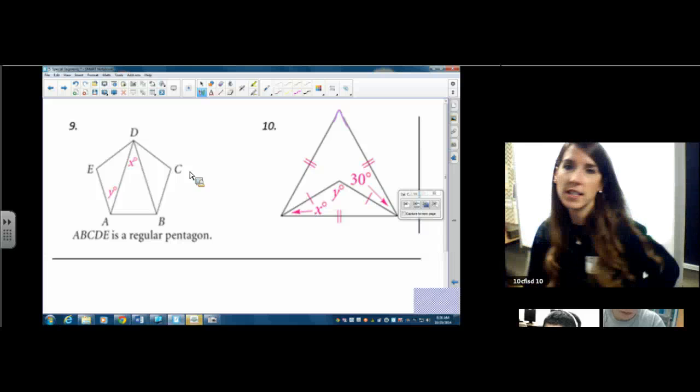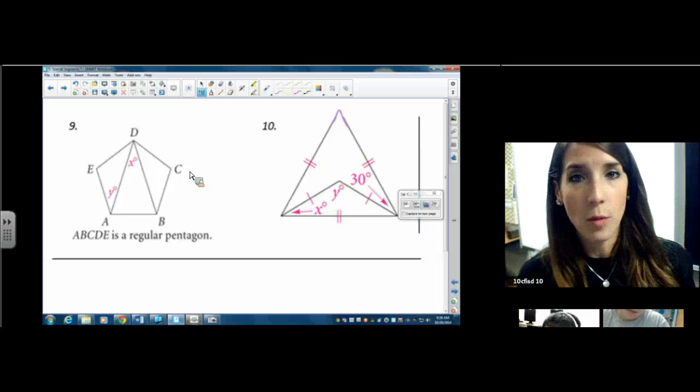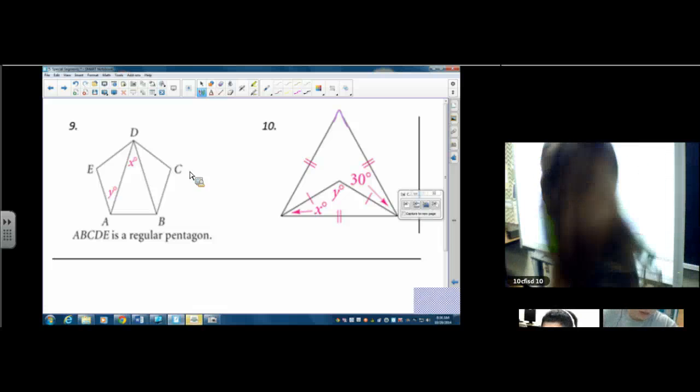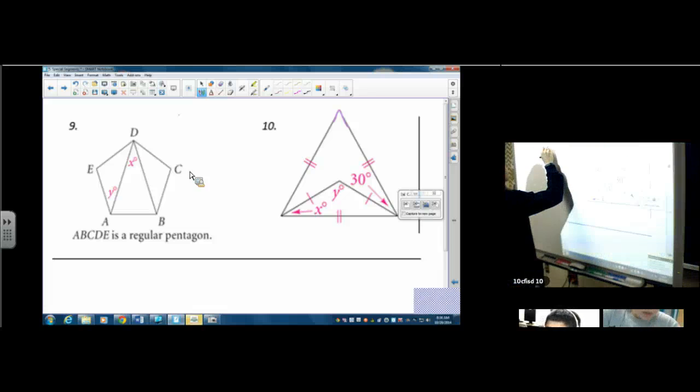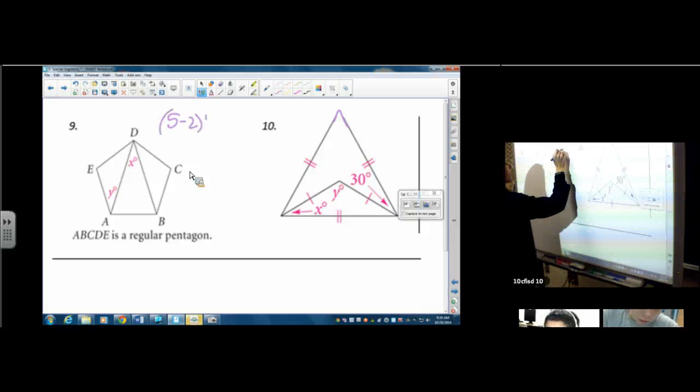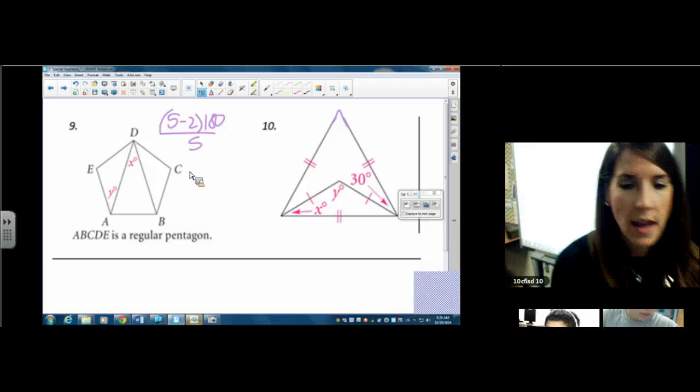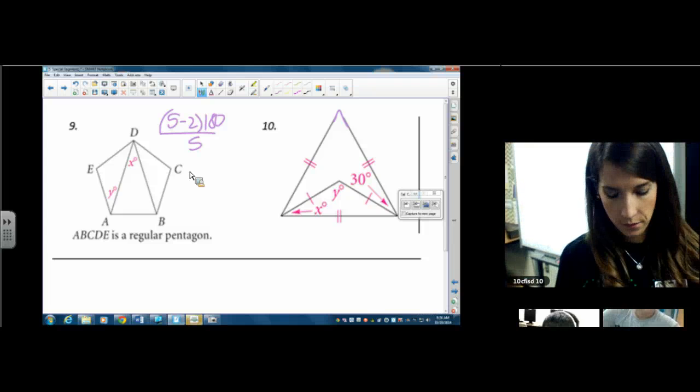Since it's a regular pentagon, we know how to find each angle. We have a formula for that. There's an app for that. There's a formula for that, right? So the formula is n minus 2 times 180 divided by n. It's 3 times 180 divided by 5.